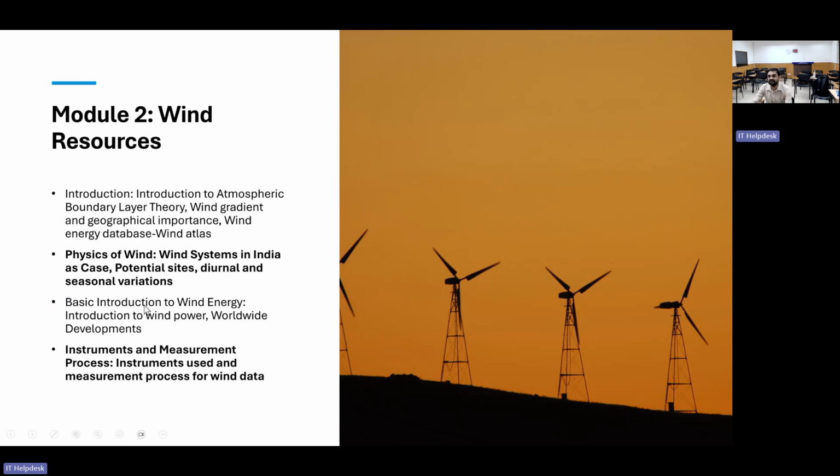Then we will discuss the basic introduction to wind energy, like wind power and worldwide developments. And then we will study the instruments and the measurement process, like how we process and measure the wind data to establish any wind farm.